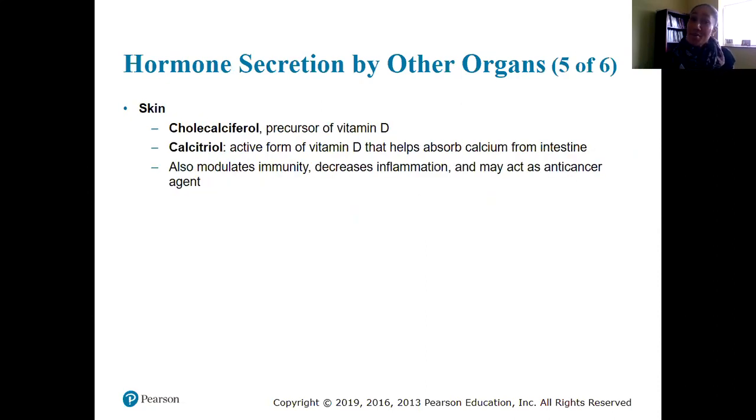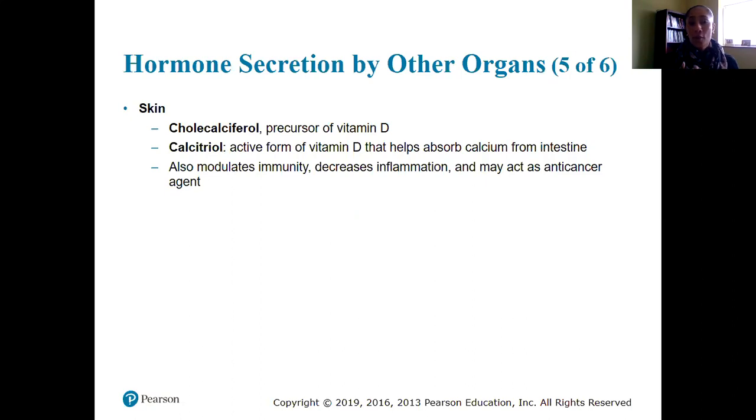Our skin produces hormones as well. So cholecalciferol is going to be the precursor for vitamin D. So if you remember back to Bio 168 when we were talking about our skin, it is able to convert sunlight into vitamin D. So in the process, our skin converts those sunlight rays into cholecalciferol, which will then be converted into vitamin D by the rest of the body.